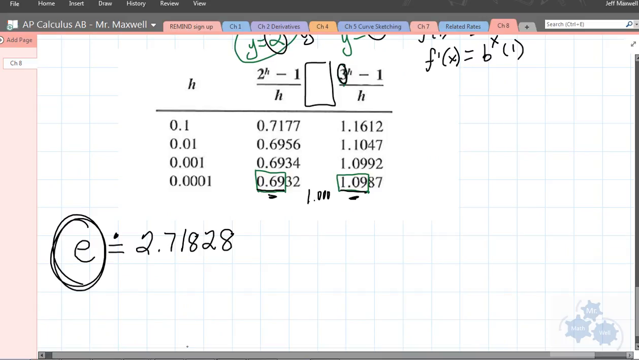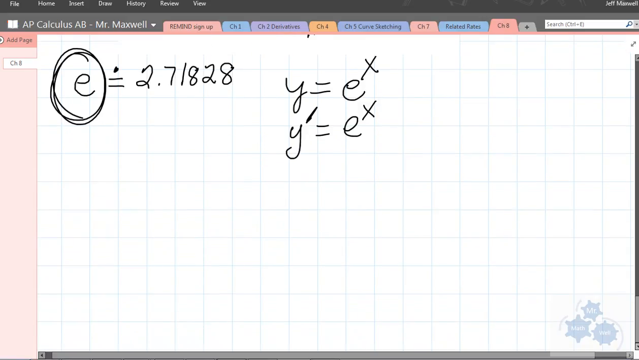And why is this important? Because if you have e to the power of x, it's going to look very similar to y equals 2 to the power of x, y equals 3 to the power of x. But if you have this as a graph, and you want to take the derivative of that exponential function, guess what? The derivative is itself. So the special part of e as an exponential base is that the function e to the power of x is its own derivative. And I'm just going to spend a couple more minutes explaining what that looks like.